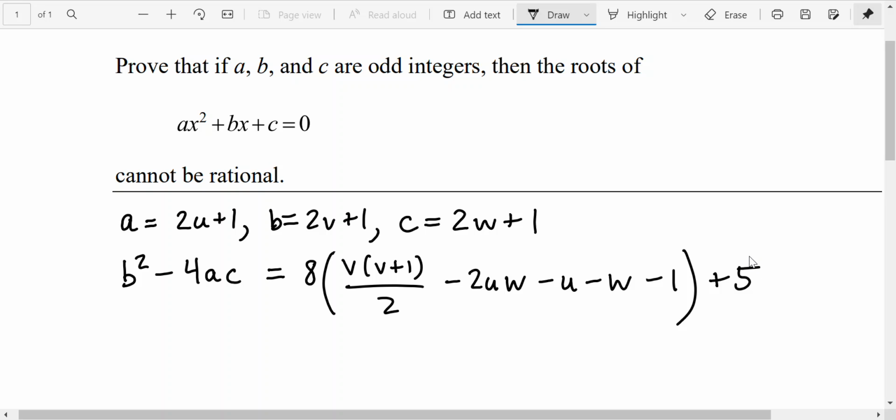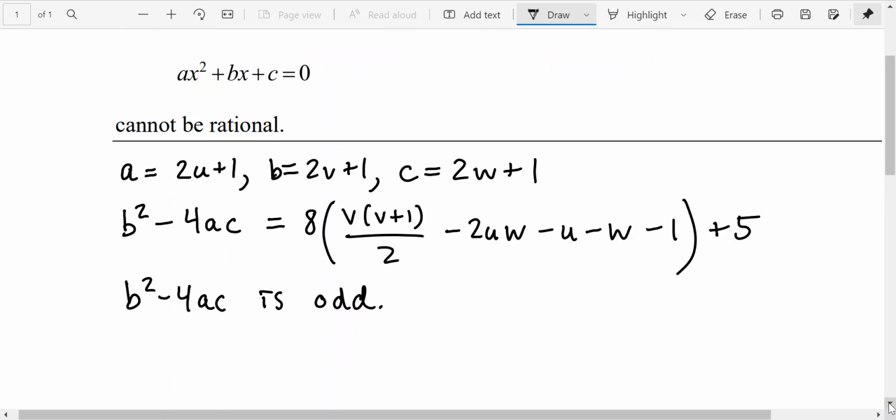Now I'd like you to notice that either v or v plus 1 must be an even number, and therefore v times (v plus 1) over 2 is an integer. So the entire expression in the parentheses is an integer. Therefore, b squared minus 4ac has been written as 8 times an integer plus 5, and so b squared minus 4ac is odd. Okay, it's an odd integer.